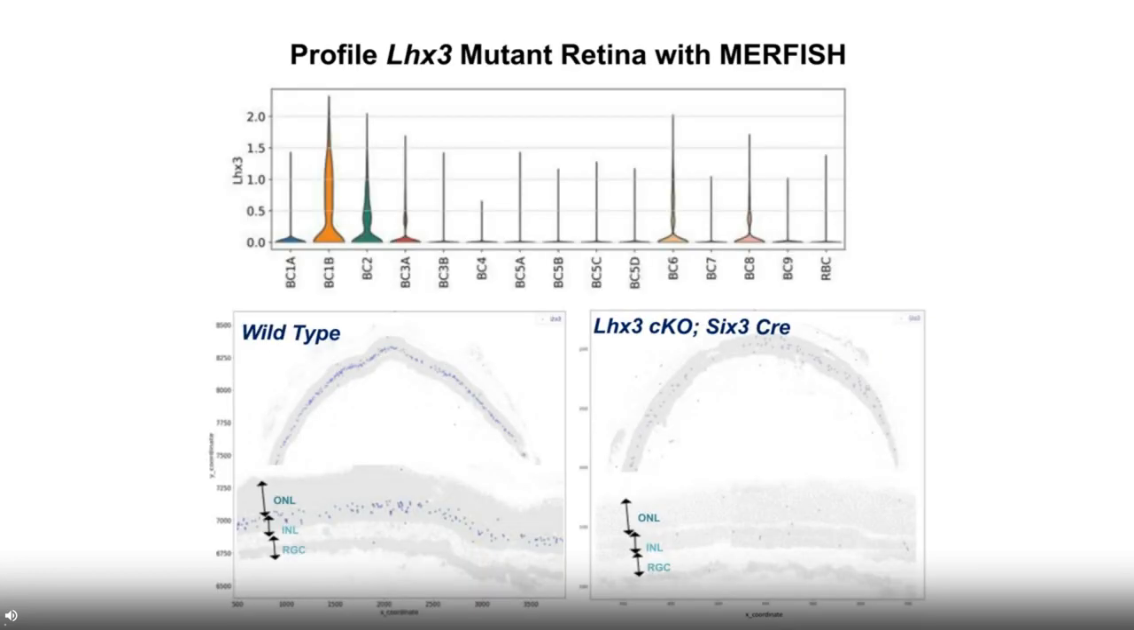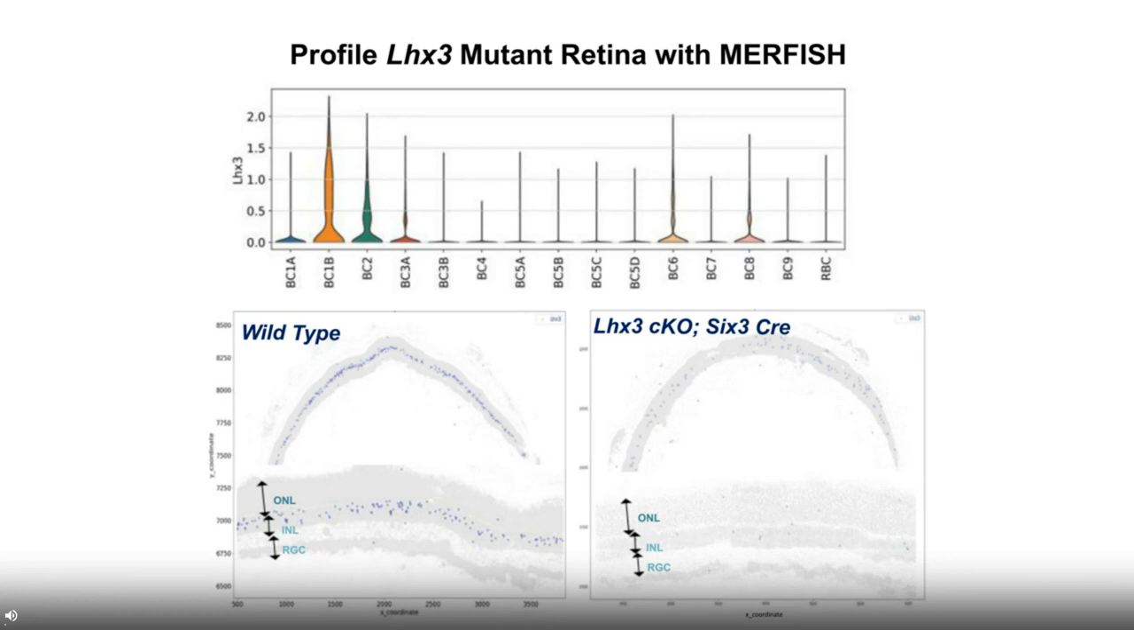Finally, for the wild type, MERSCOPE works really robustly. Then we wondered whether it is possible to detect some subtle differences in a mutant situation using MERSCOPE. So we turned to the LHX3 mutant retina. LHX3 is a transcription factor specifically expressed in a subset of bipolar cells, for example BC1B and BC6. So in our probe set, we did include it as a probe.